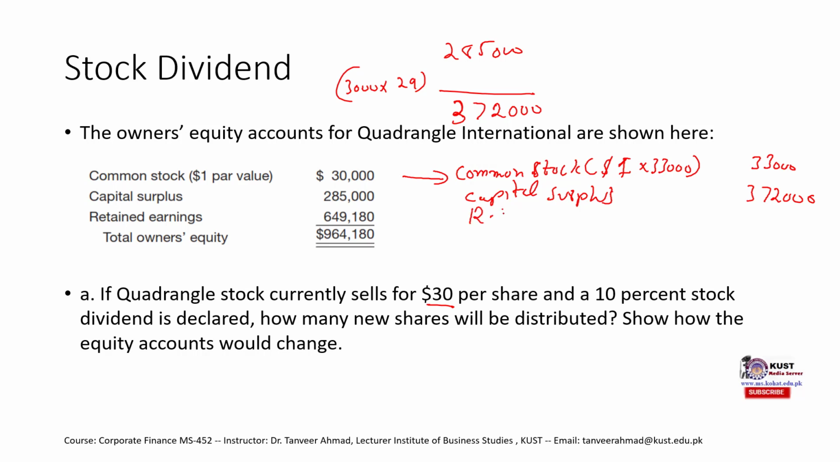Then we have retained earning. So retained earning would adjust. The total owner's equity would remain same. Remember, the stock dividend or stock split would not affect the total owner's equity. It would remain same. This retained earning would adjust, and now the retained earning would be this amount. So how did we come by retained earning? This total equity amount minus 33,000 minus 372,000. So we are left with this amount of retained earning.